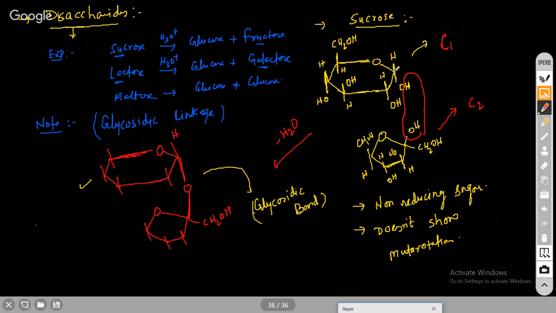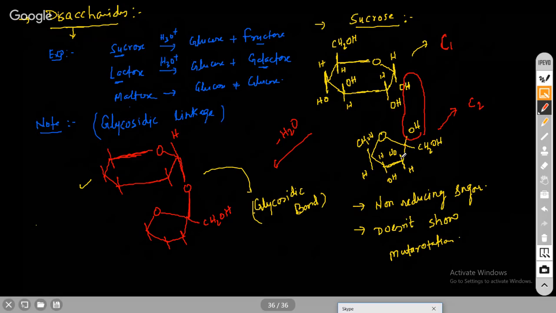Now coming back to this. This C1 carbon, you see, is actually a hemiacetal structure we have, right? OH, OR, and OH. This is actually the anomeric carbon we have. You see the structure, cyclic, this is the anomeric carbon, right? Here the anomeric carbon is this.